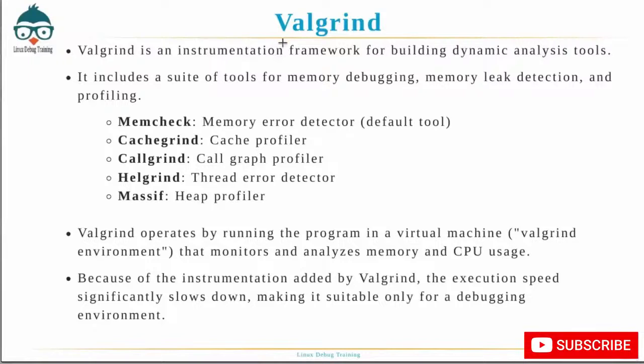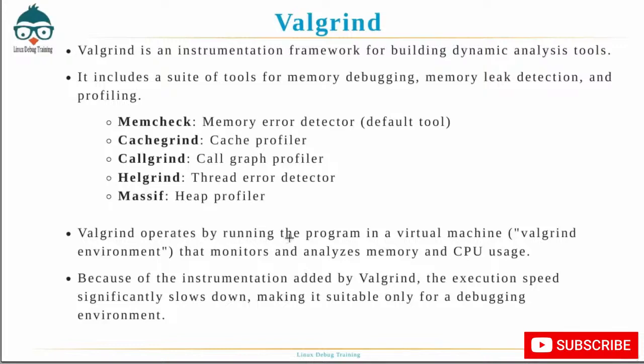The next tool in our list is Valgrind. Valgrind is in fact an instrumentation framework for building dynamic analysis tools. It includes a suite of tools for memory debugging, memory leak detection, and profiling. For example, memcheck is a memory error detector and is the default tool in Valgrind. Similarly, cachegrind is a cache profiler, callgrind is a call graph profiler, helgrind is a thread error detector, and massif is a heap profiler. So in this section, we will discuss the memcheck tool and cover the other tools in a later section of the course.